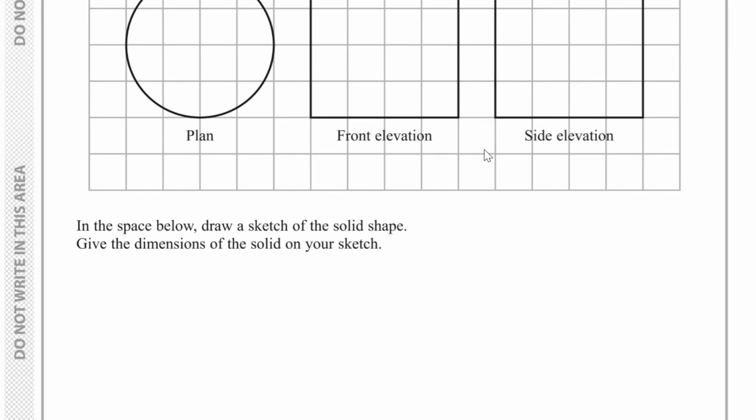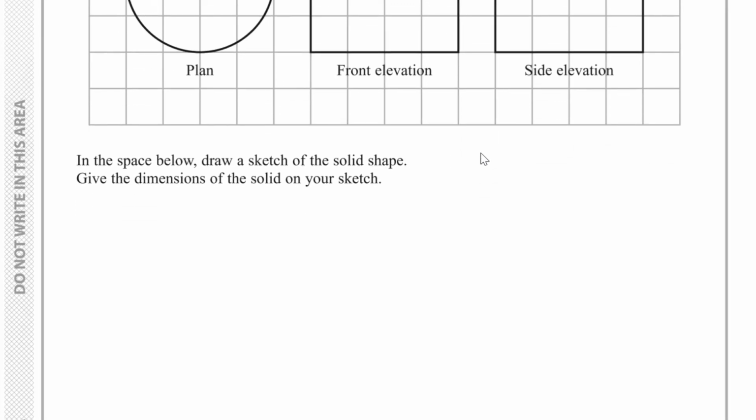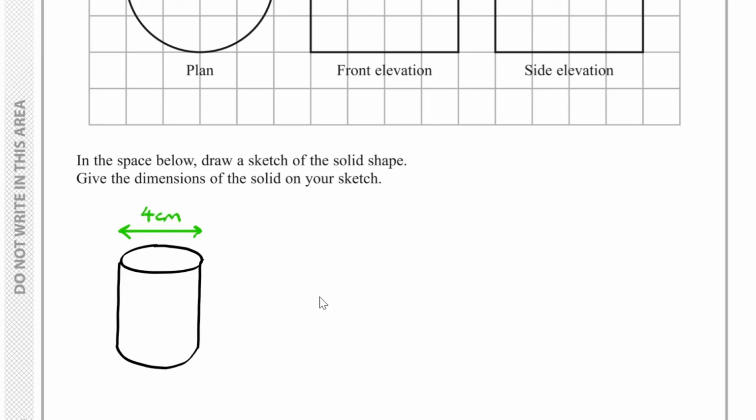So therefore, that suggests to us we have a cylinder. So if I draw all of this out, we have a cylinder over here. Now in terms of the dimensions, here, we've got the diameter which is 4 centimeters, and the height of the cylinder, that will be 5 centimeters.